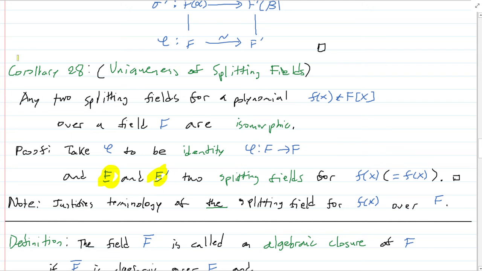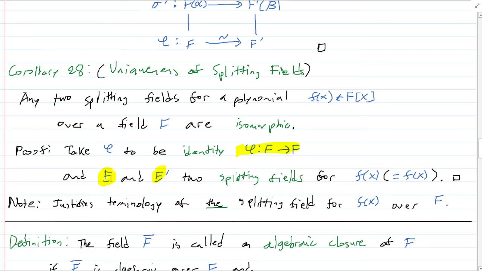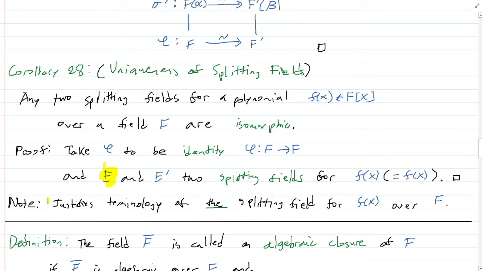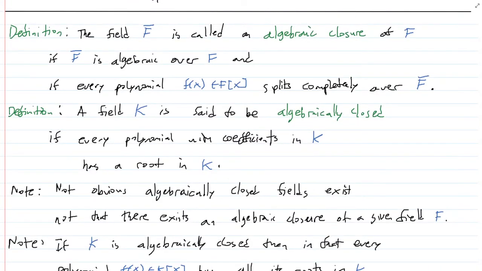Okay, sure. But then the previous theorem told you that you get an isomorphism extending this identity map. So that says that these splitting fields are actually the same, the same up to isomorphism. This justifies the notion of saying the splitting field for a polynomial f, because they're unique up to isomorphism. So you can say, let's consider the splitting field of this polynomial. Let me see any questions.